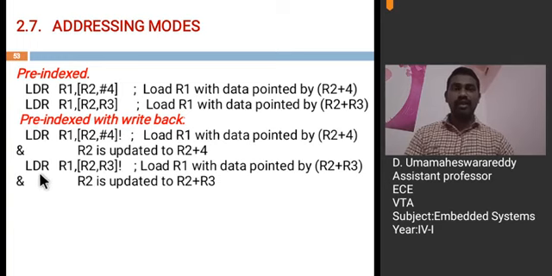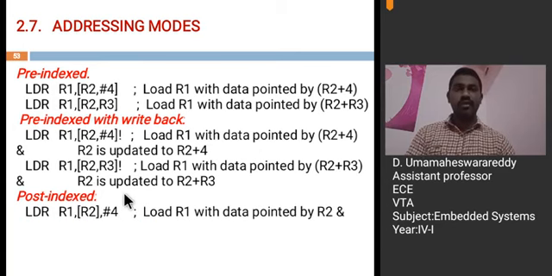Next, see another example. LDR R1, [R2, R3]! What will it do? It will load R1 with data pointed by R2 plus R3. It will add the addresses of R2 and R3. After that, R2 will be updated to R2 plus R3. Understand? This type of addressing is called pre-indexed with write back.